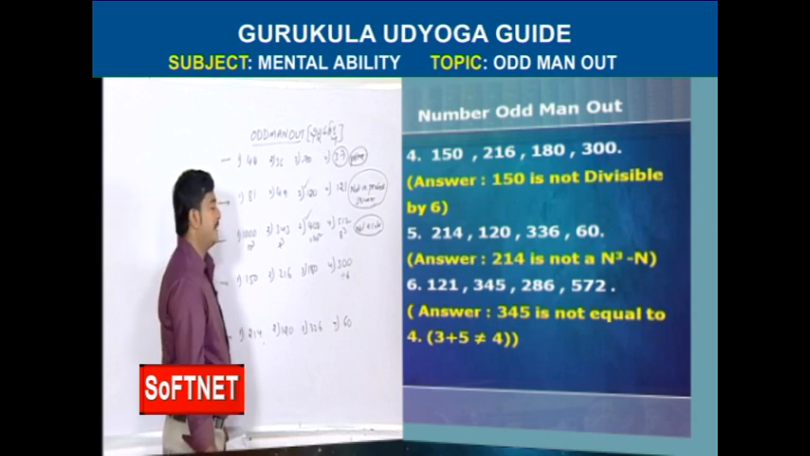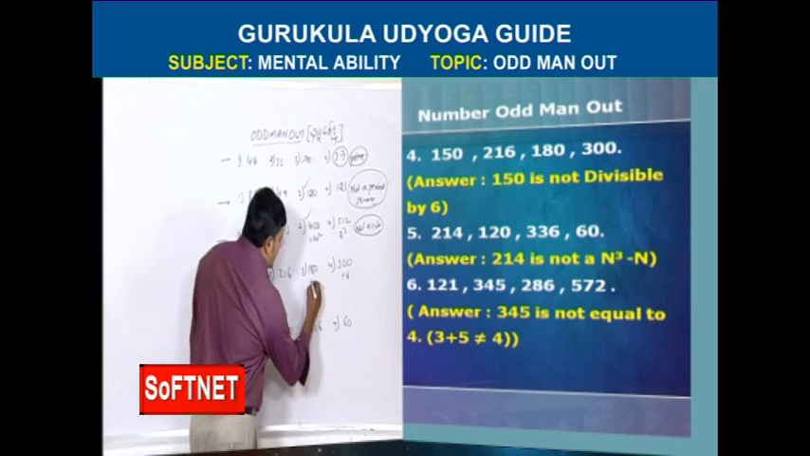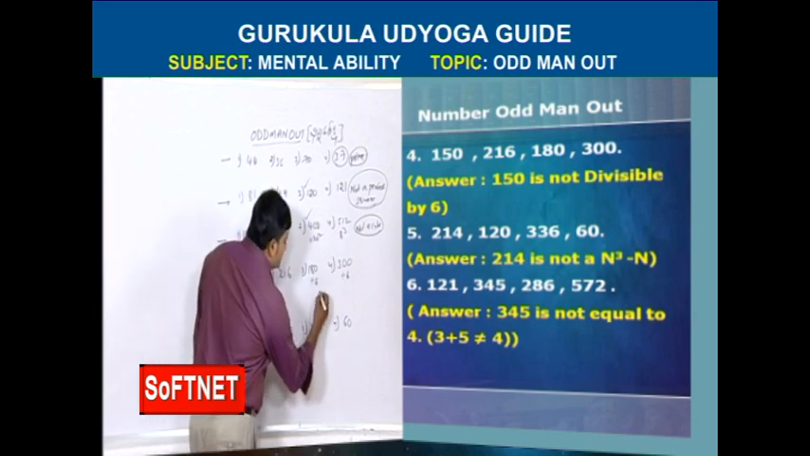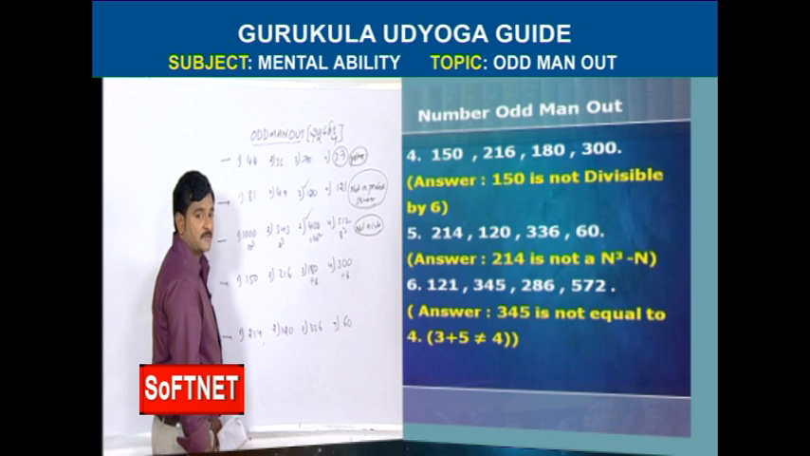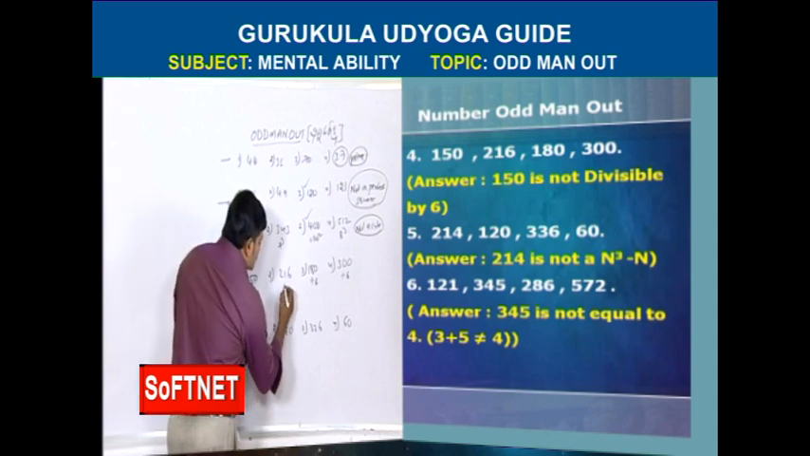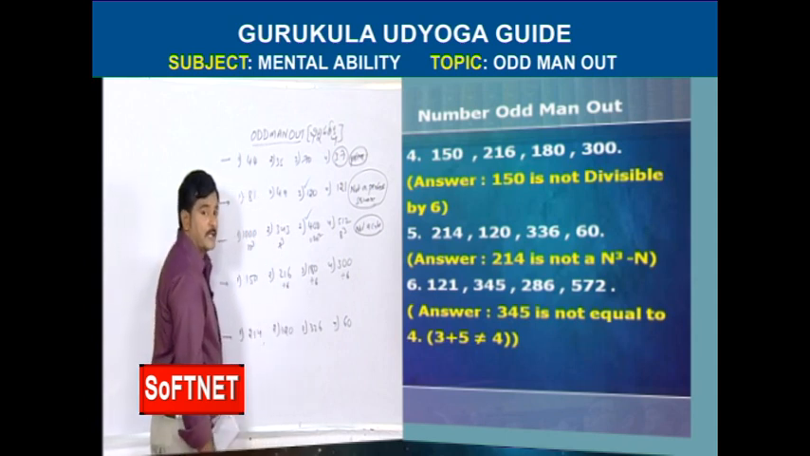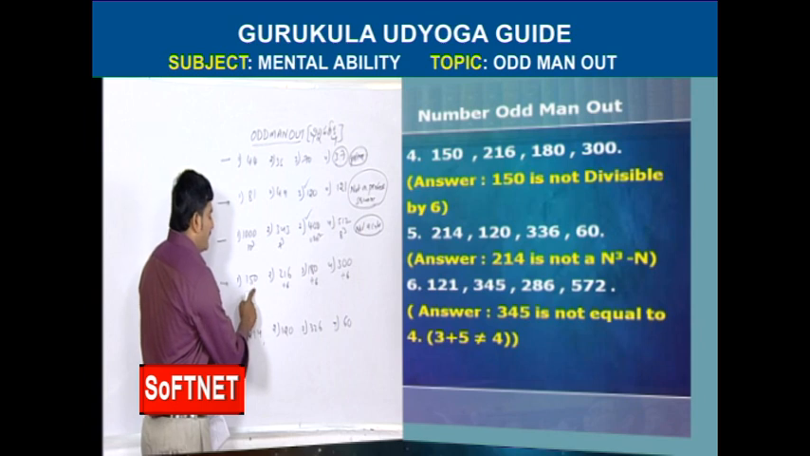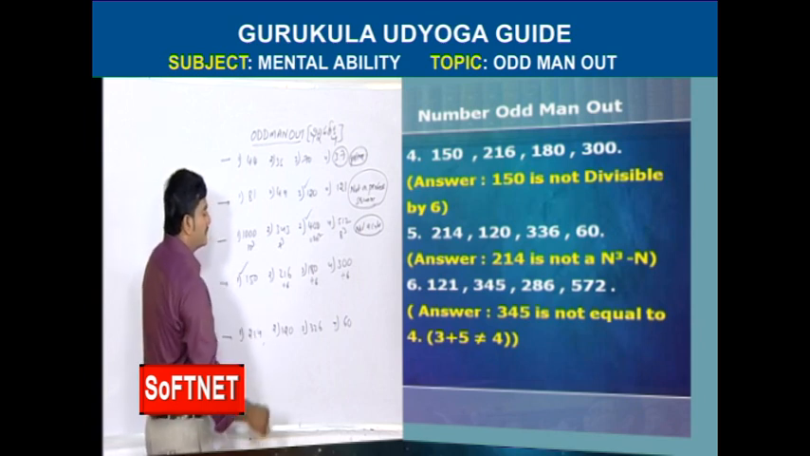300 is divisible by 6. What about 180? Is 180 divisible by 6? Yes, 6 ones are 6, 6 30s are 180. Then 216. Is 216 divisible by 6? Yes, 6 into 36. But what about 150? Is 150 divisible by 6?